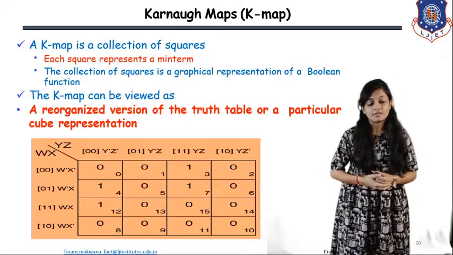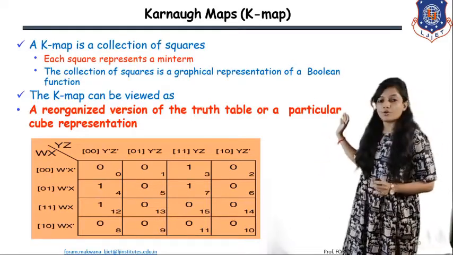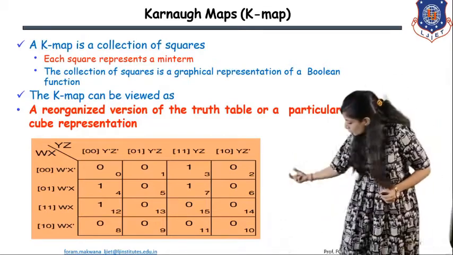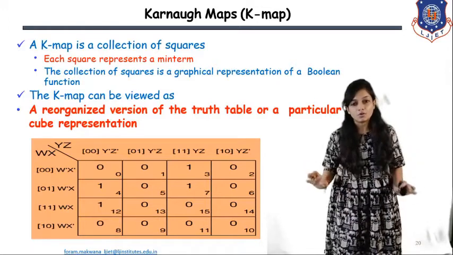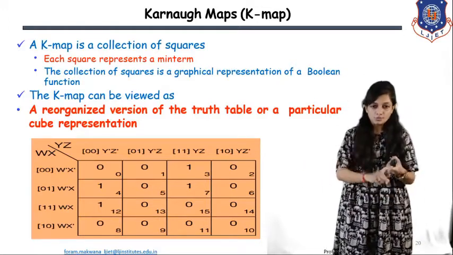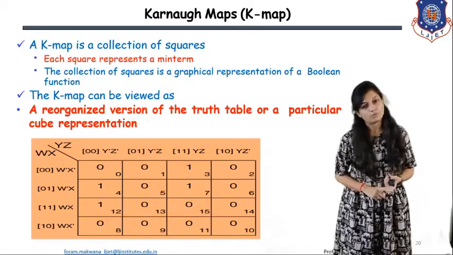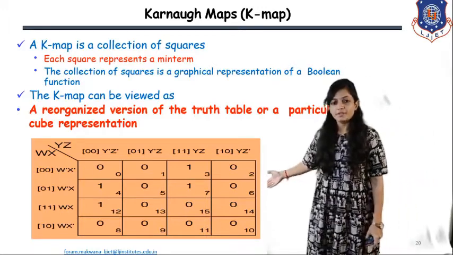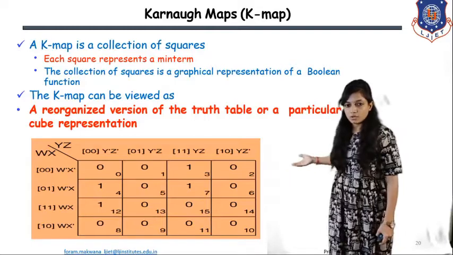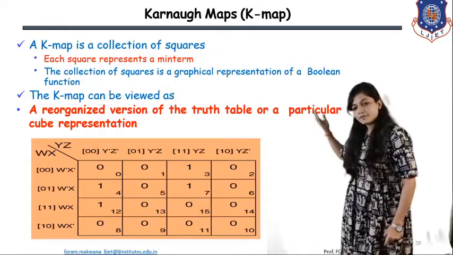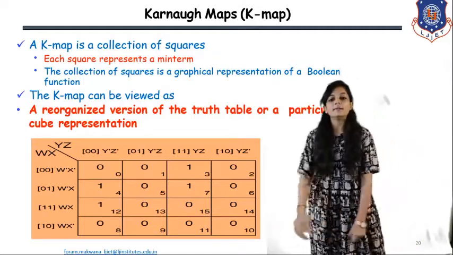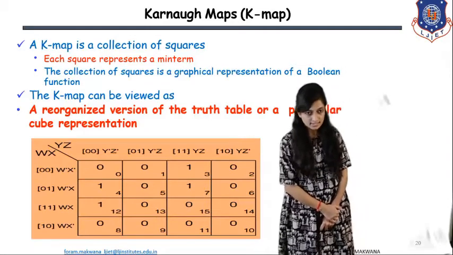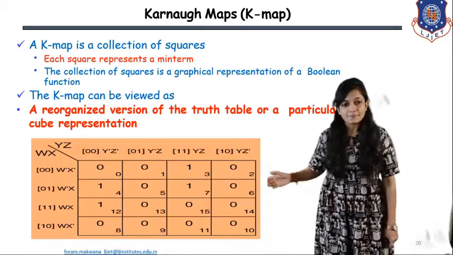Now, the definition. Technically, a K-map is defined as a rearranged version of the truth table, or a particular cube representation, and each cube represents a minterm. So the K-map can be either 2 variable, 3 variable or 4 variable. This is a simple example of a 4 variable K-map. This 4 variable K-map has a total of 4 rows and 4 columns. In these 4 columns and 4 rows, the total combinations are 16.